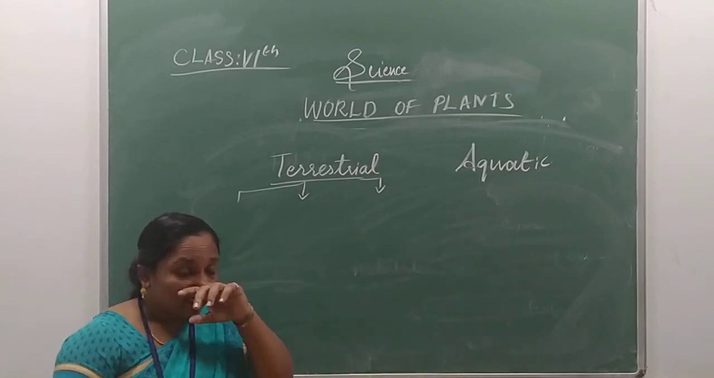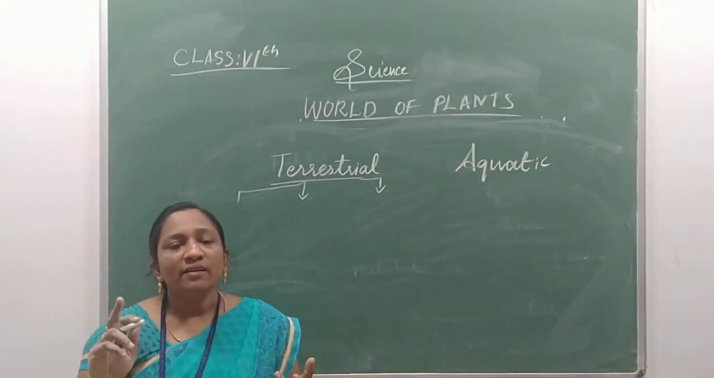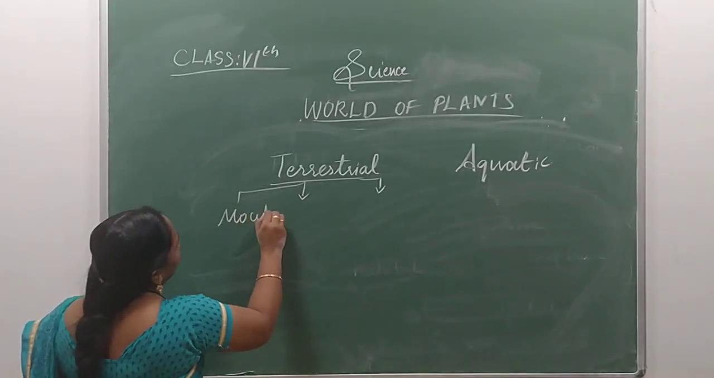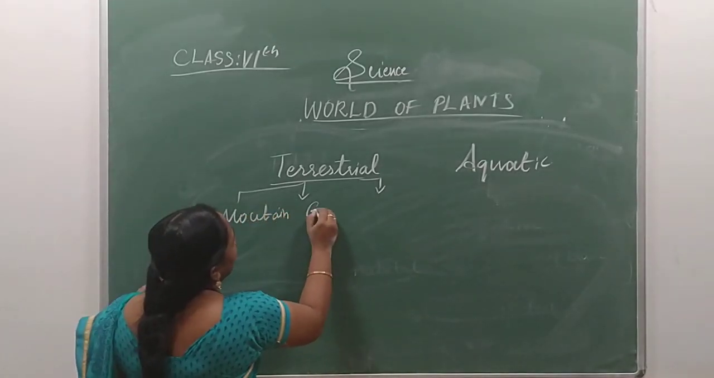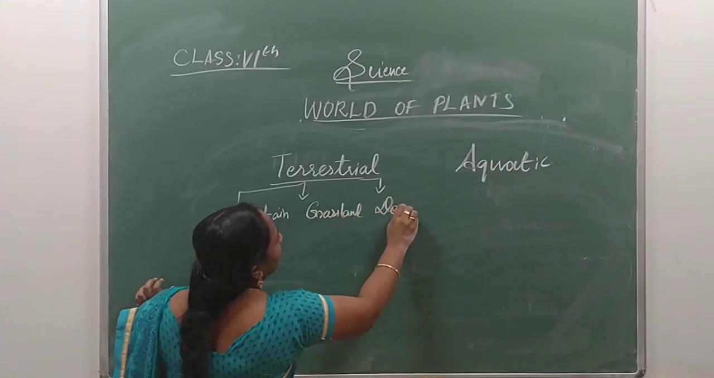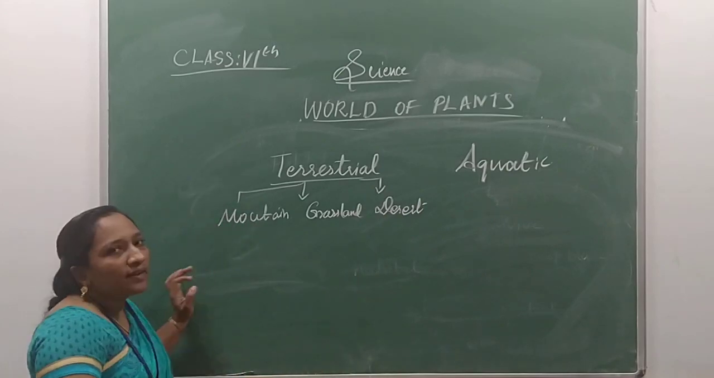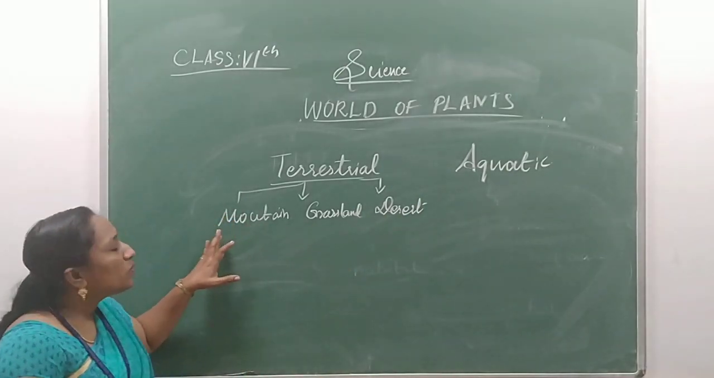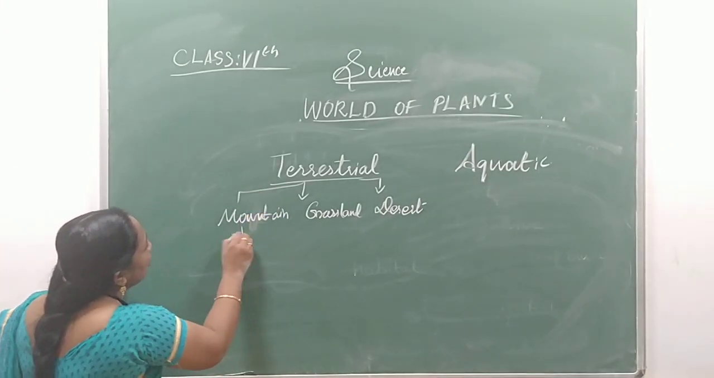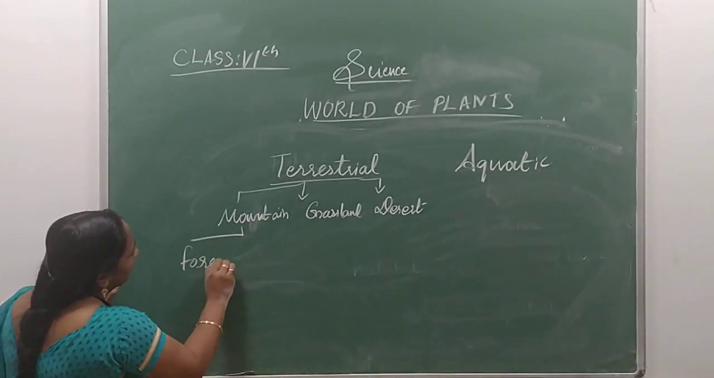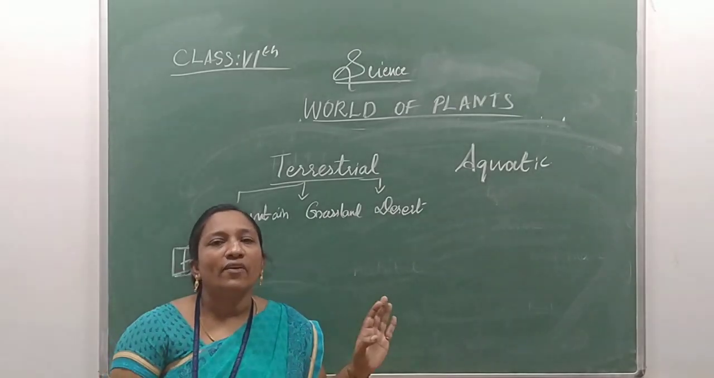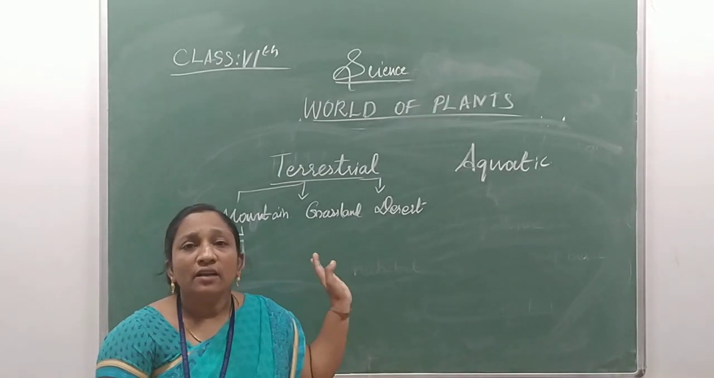What are the 3? Mountain, then grassland, and desert. Mountain, grassland and desert. Mountains are nothing but, it is said to be forest. All forest comes under mountains. Maximum you can find the forest over the mountains.